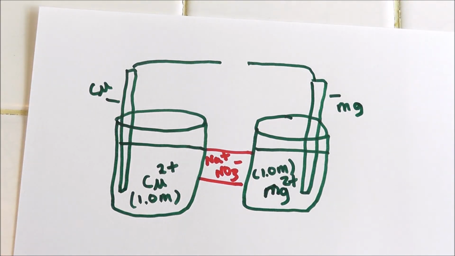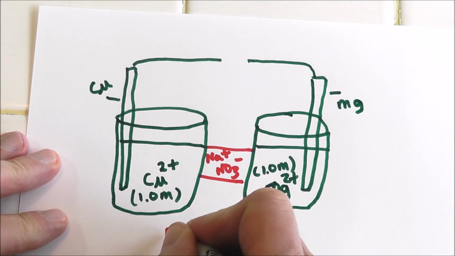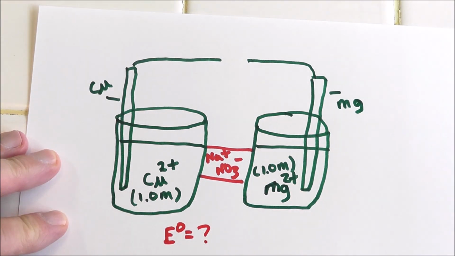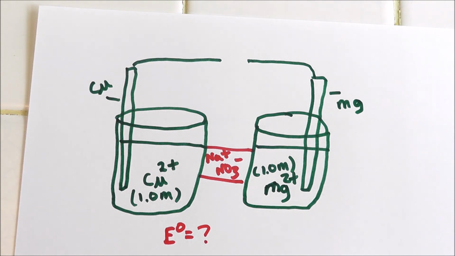Who's going to be the anode? Who's going to be the cathode? Where's the reduction and oxidation going to occur? Which way do the ions in the salt bridge flow? And what is E0? So I want you to figure all that out for me. And if you get stuck, we will be doing that next time in part 3 of our series on electrochemistry and galvanic cells.